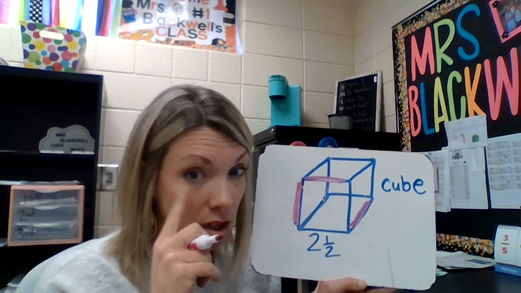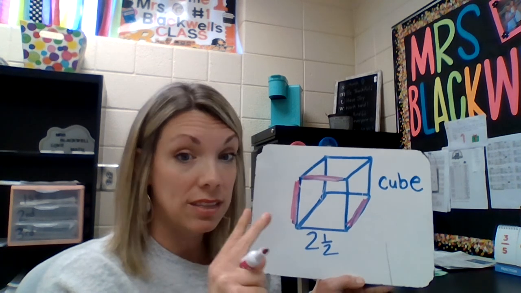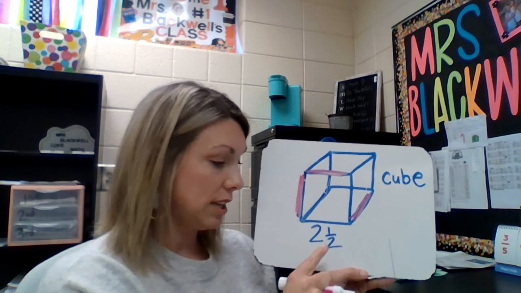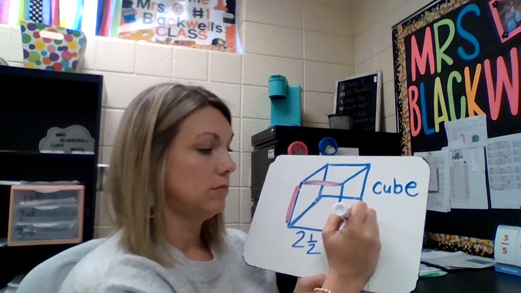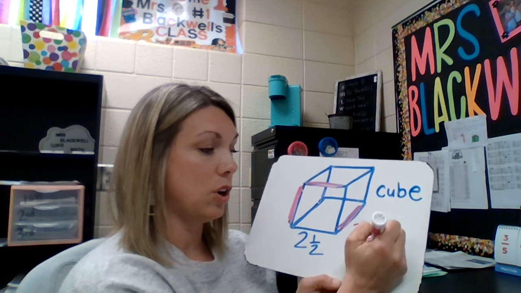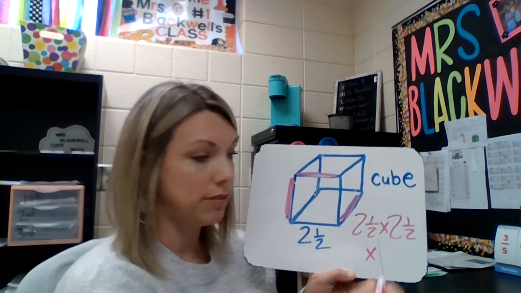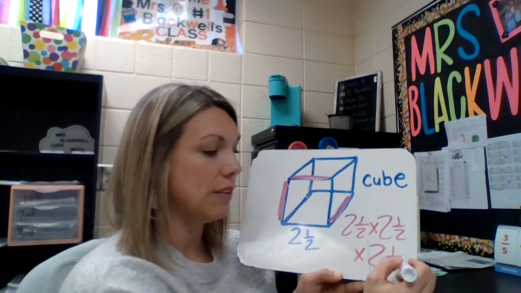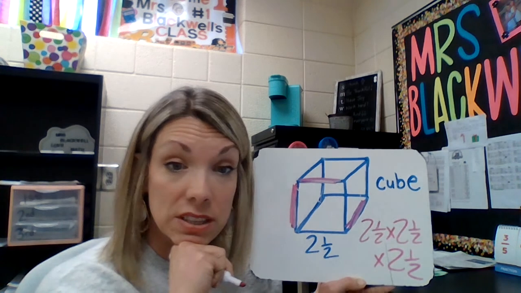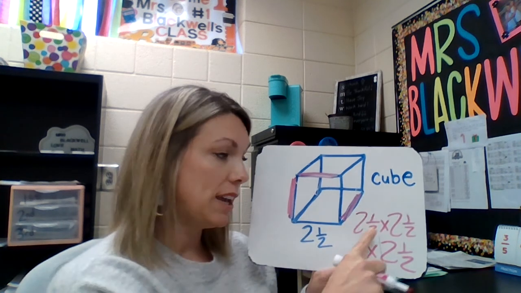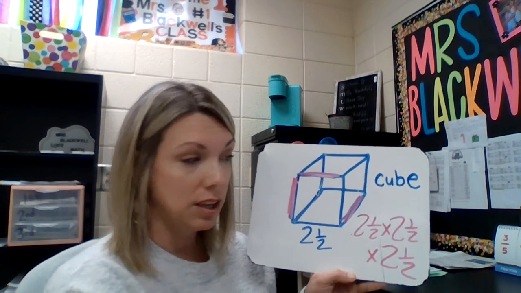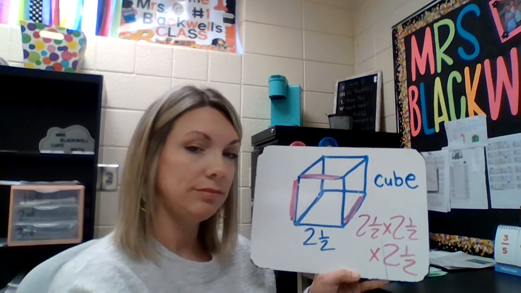So how do you find the volume of a cube? Volume. Think of the word. Volume is length times width times height. So what's our length? 2.5. What is our width? 2.5. And what is our height? 2.5. They're all 2.5. So to find the volume of this, you would simply multiply 2.5 times 2.5 times 2.5, and you would get your volume.